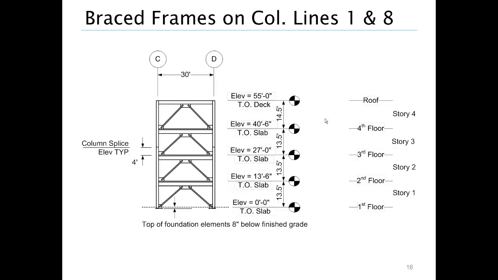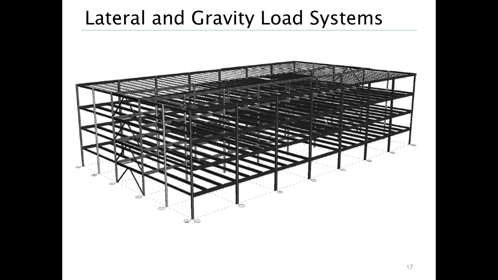If we look at the brace frames, same deal. The brace frames are between column lines C and D, and again, there's a change in the column section at the 3rd story level. So here's the overall building with all the framing, both lateral systems as well as gravity load systems shown in this particular view.